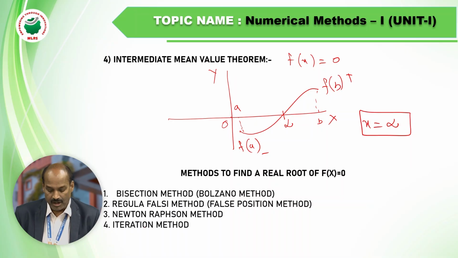The second method is the regula falsi method. This is also known as the false position method. The Newton-Raphson method is the third one. This is a very, very important and very powerful method compared with the other methods. And the fourth one is the iteration method. So we discuss them one by one.